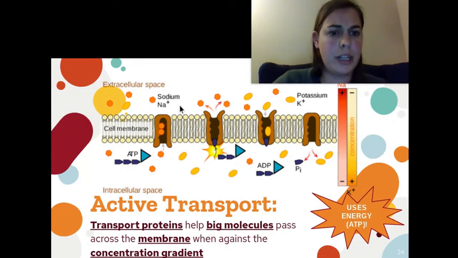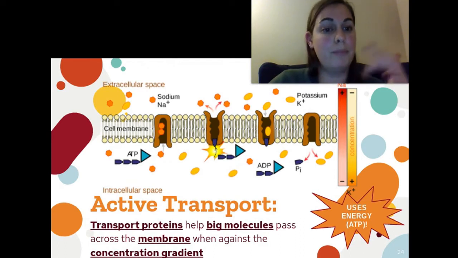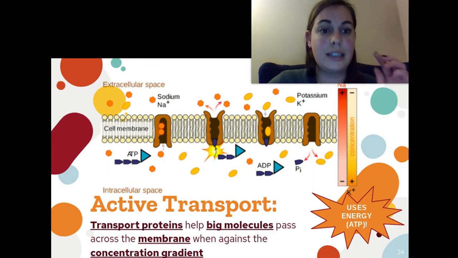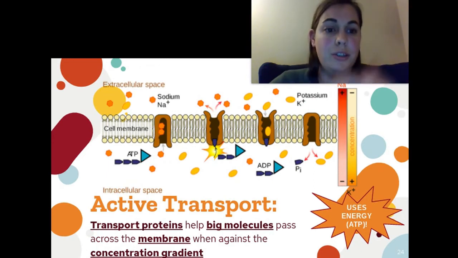So in active transport, we have proteins that help big molecules pass across the membrane when it's going against the concentration gradient. And off to the side in your notes, it might be helpful to write down that this uses energy. This is not something natural. Instead, energy is required to do this.